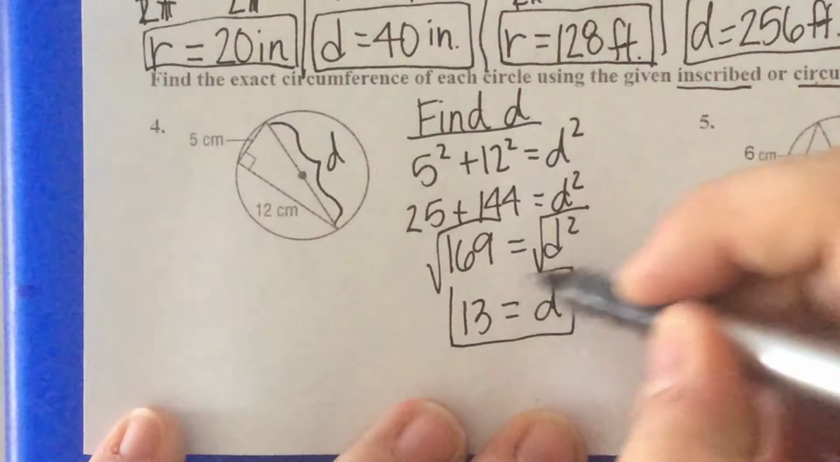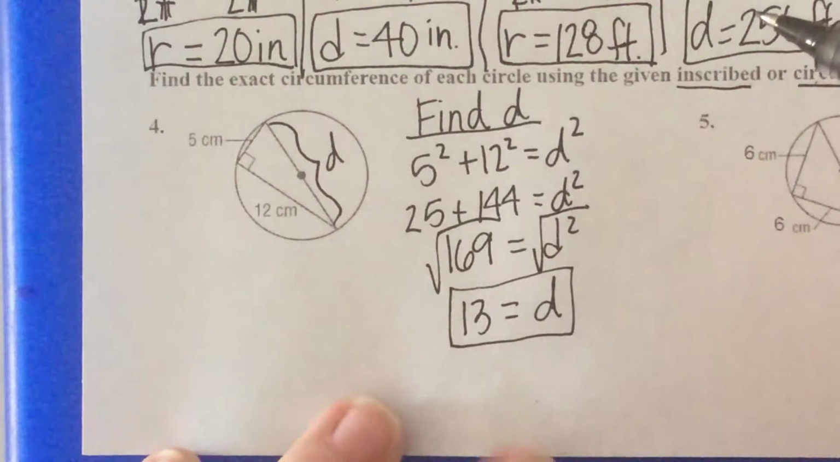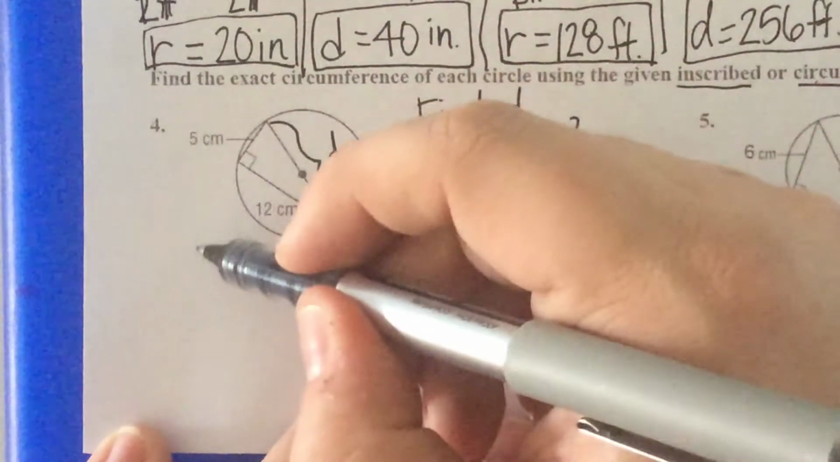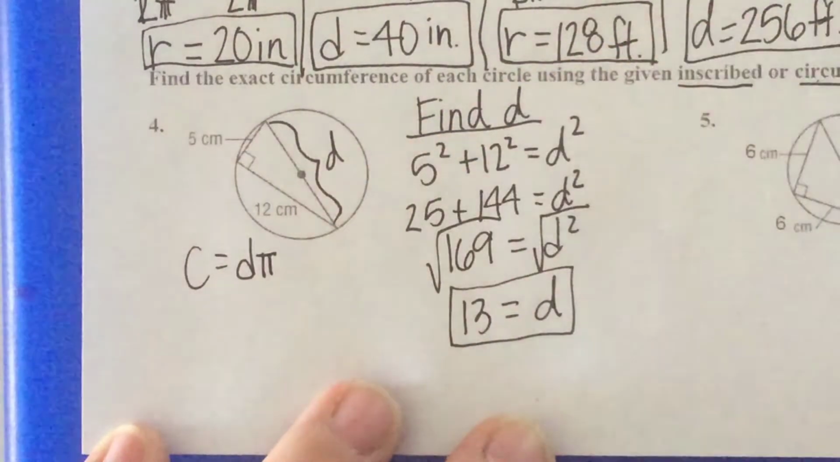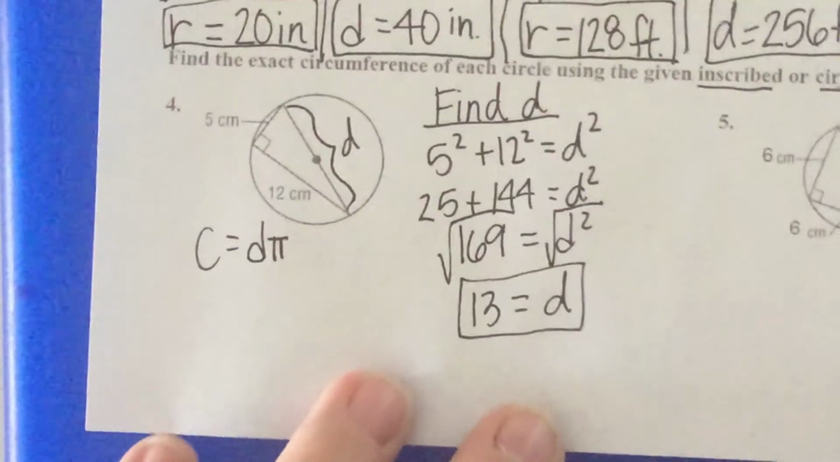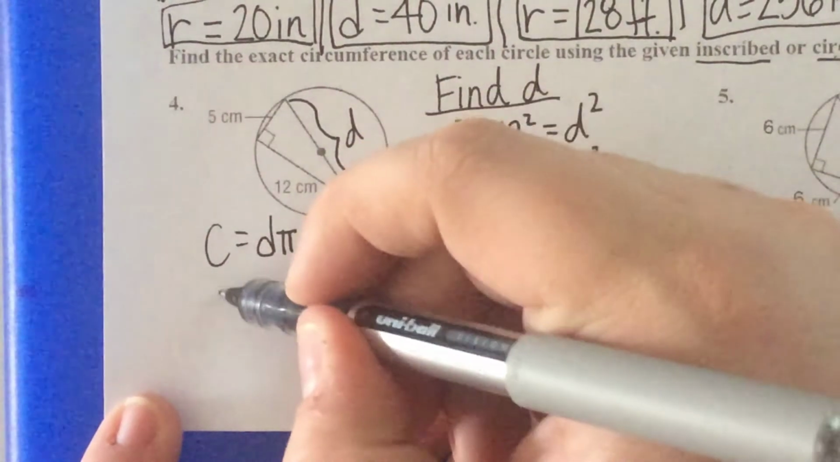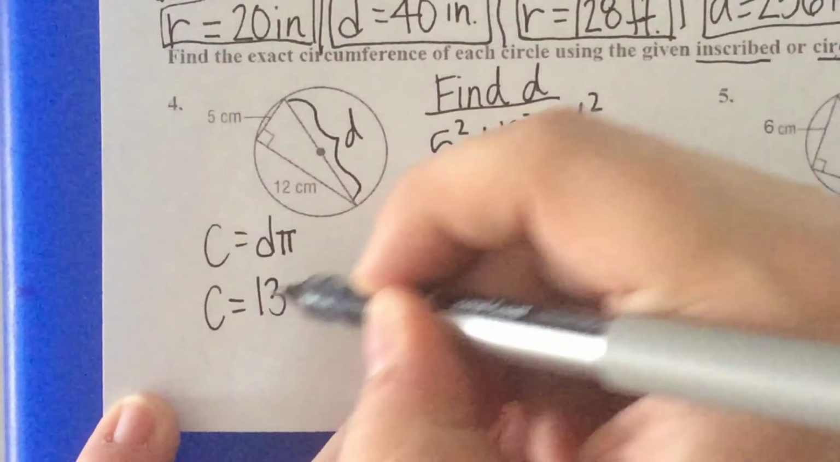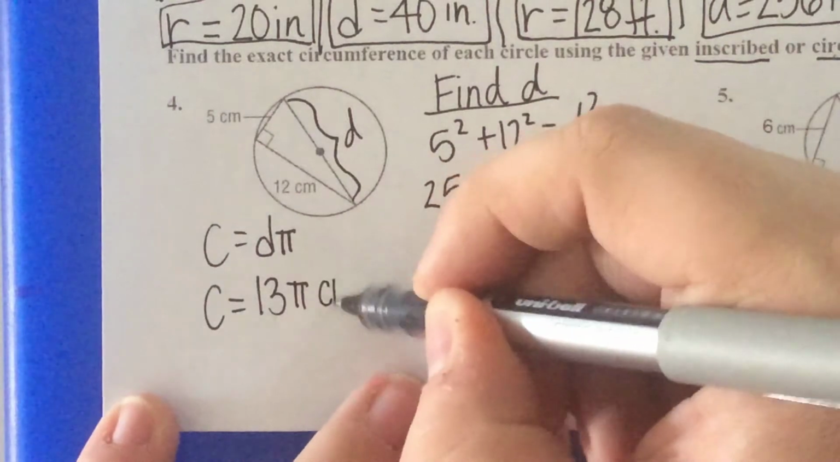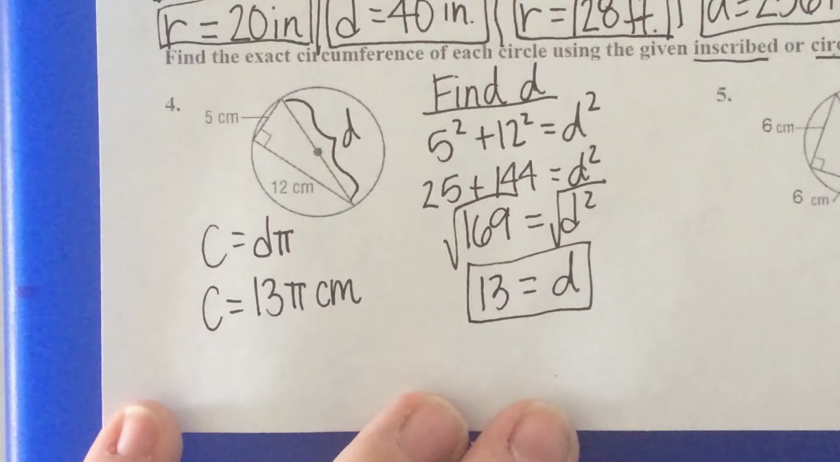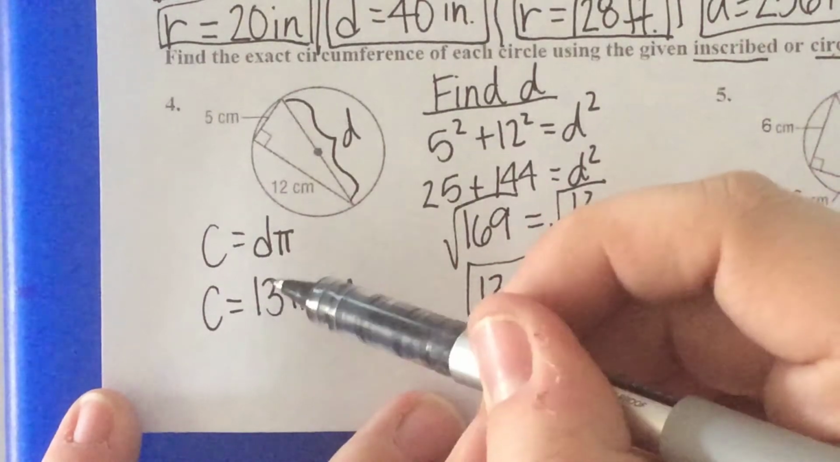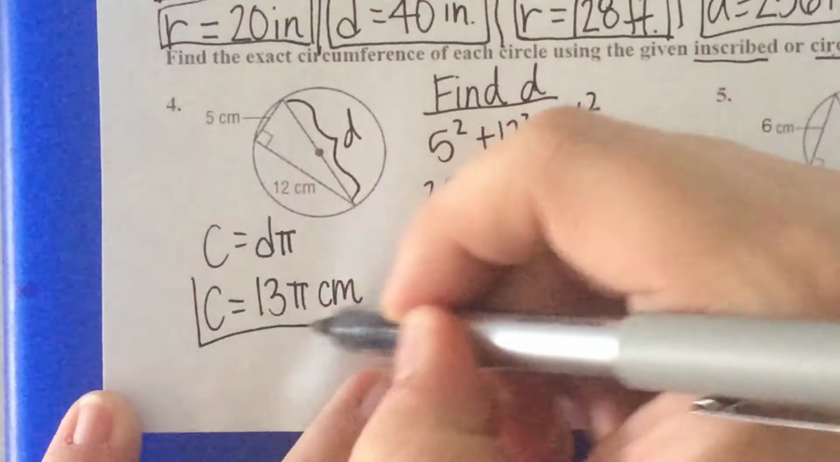Now we're not done because that's just our diameter, and they asked us to find the circumference. So we have the diameter, so we probably want to use our pi d, or our d pi. And so we're going to say that our circumference equals 13 pi centimeters. Okay, now we're leaving it in terms of pi because we want it exact, and the number should always be written in front of our pi. And that's your answer.